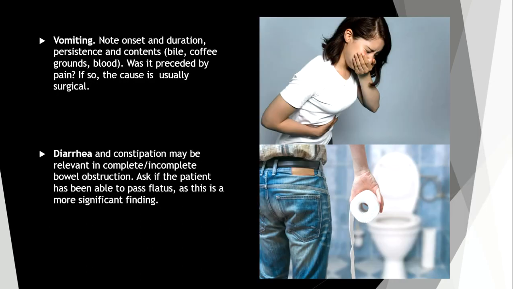Vomiting. Note onset, duration, persistence and contents: bile, coffee ground, blood. Was it preceded by pain? If so, the cause is usually surgical. Diarrhea and constipation may be relevant in incomplete bowel obstruction. Ask if the patient is able to pass flatus, as this is a more significant finding.